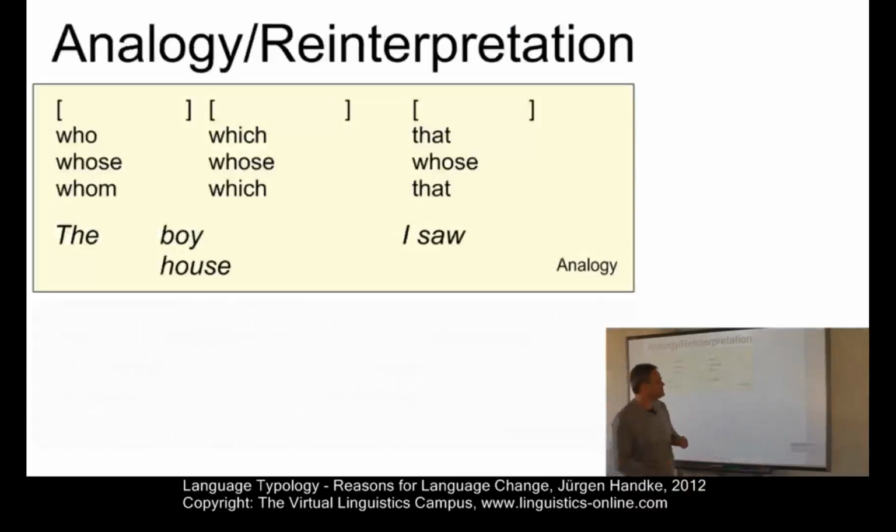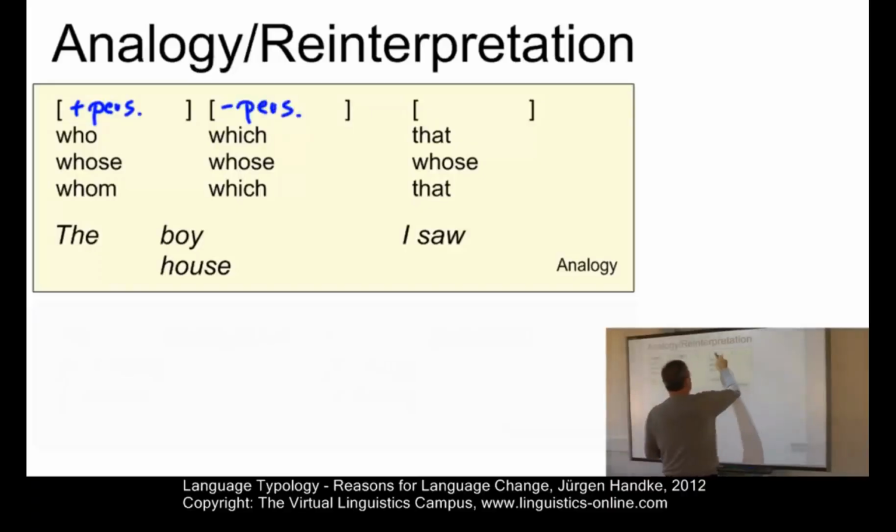Here we have the system of relative pronouns in present-day English. In fact, we have three paradigms. We have the paradigm who, whose, whom, which relates to personal nominals. Then which, whose, which relates to impersonal. So let's write down minus personal. Well, and then we have a pattern, that, whose, that, which can be related to both plus or minus personal.